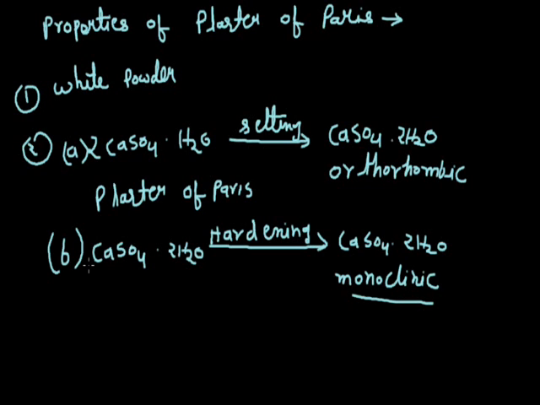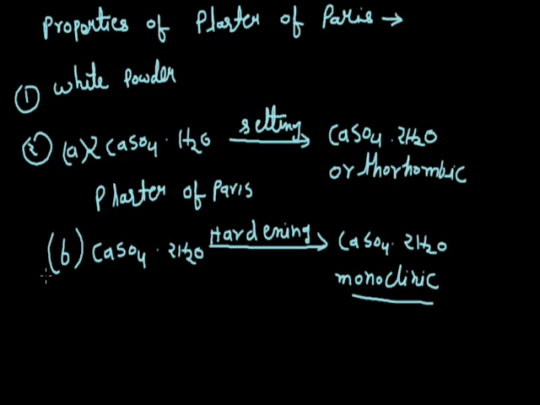The setting of plaster of Paris may be catalyzed by sodium chloride, or it is retarded by borax or alum. Addition of alum to plaster of Paris makes the setting very hard. The mixture is known as Keene's cement.